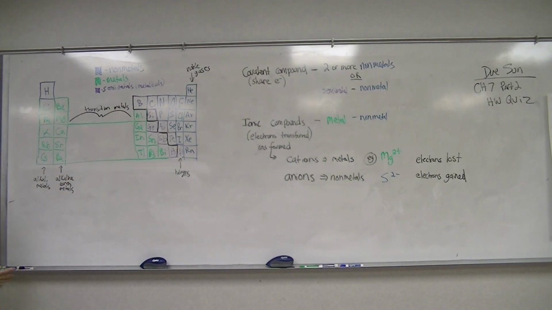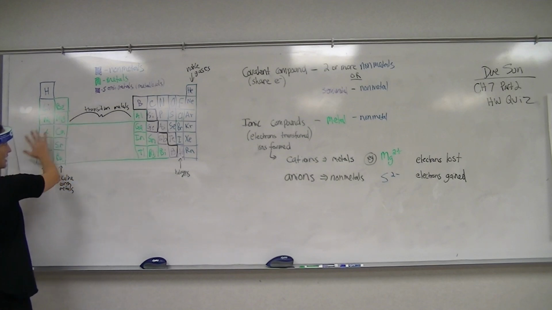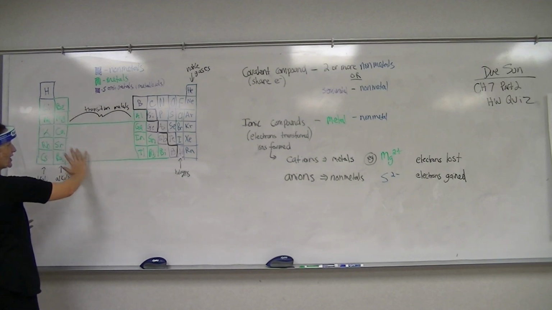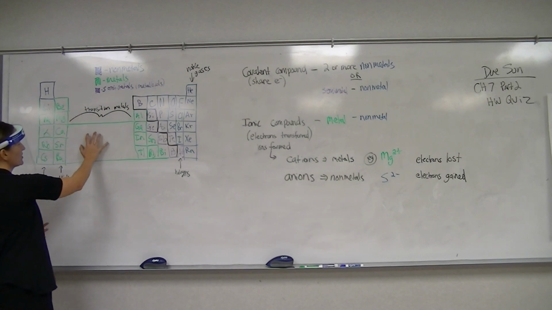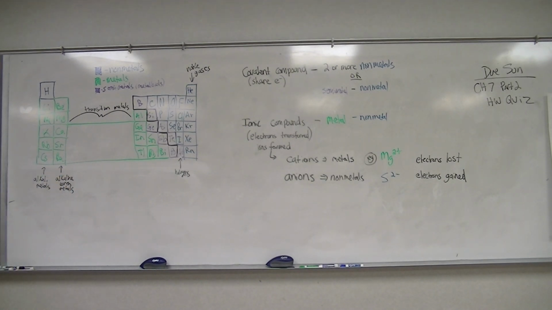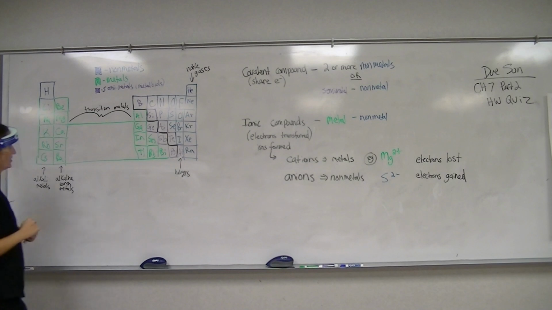So you can tell most of the periodic table is made up of metals, because we have this whole block here that I didn't write the elements in. These are the transition metals. There's about 40 of them that I didn't write, or 30 of them I should say.